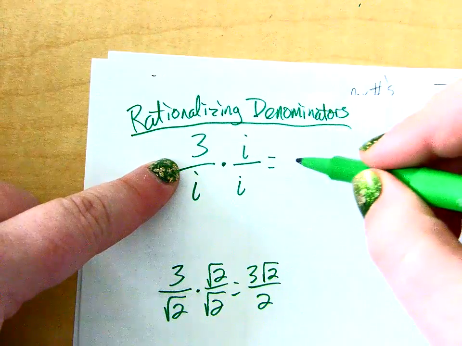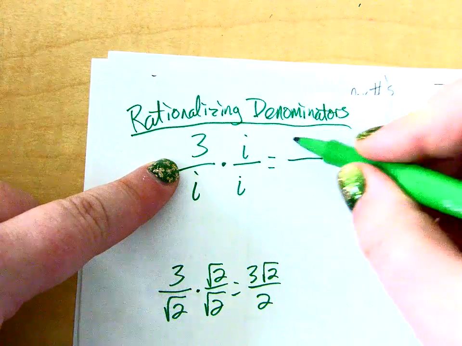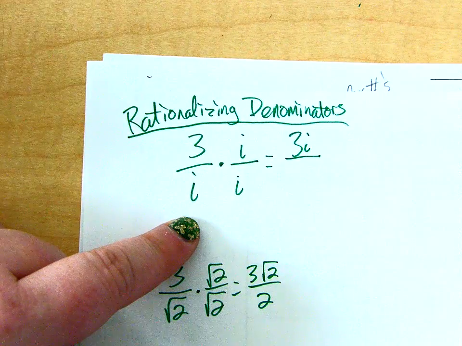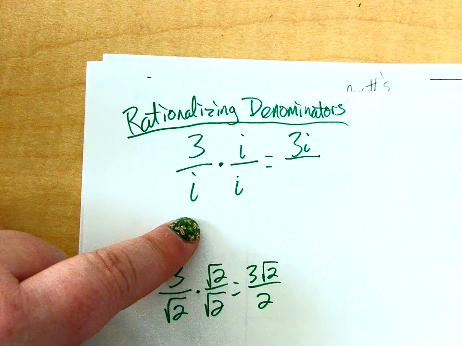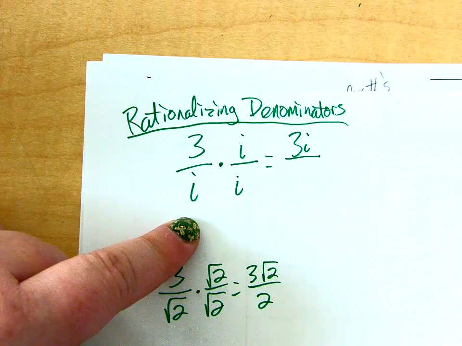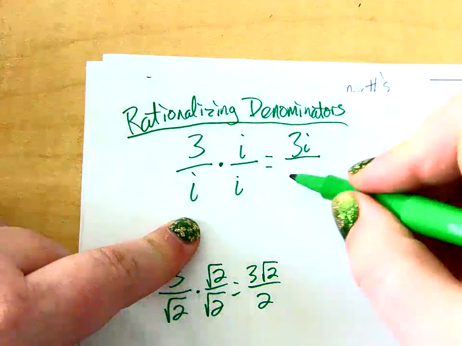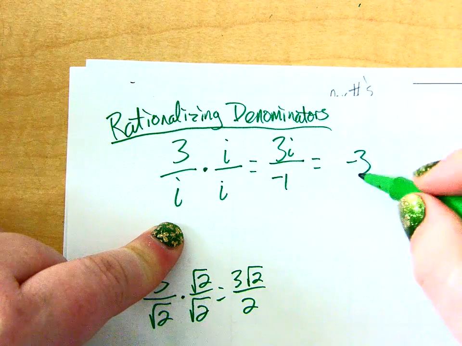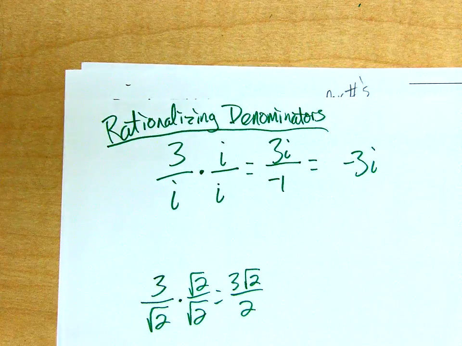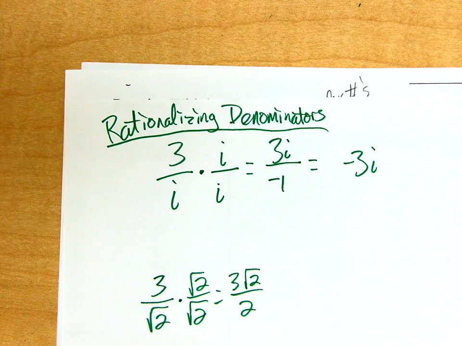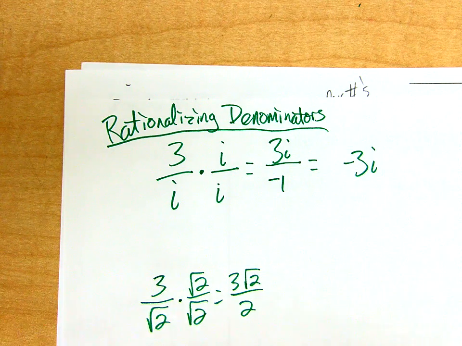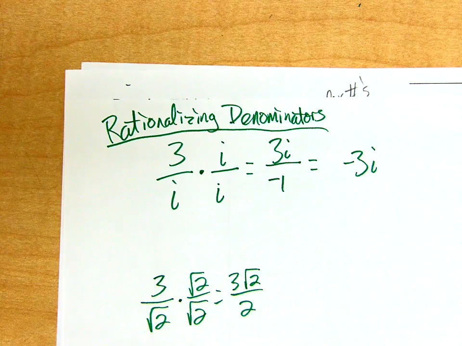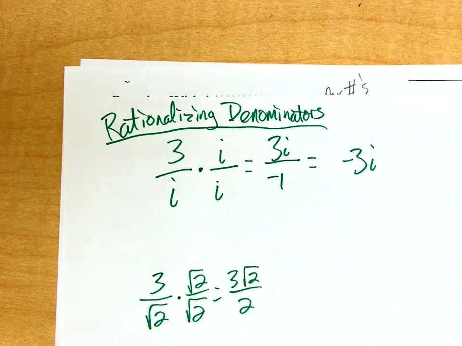Because watch what happens. When you multiply across the top, 3 times i is just 3i. i times i is i squared, but i squared is just -1. So my final answer actually just comes out to be -3i. So if I have an i in the denominator, that's how I can handle it. Just multiply by i over i.